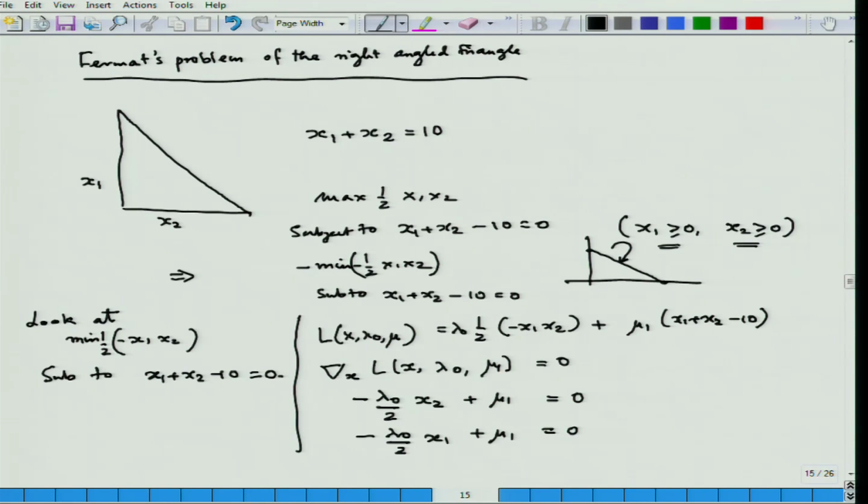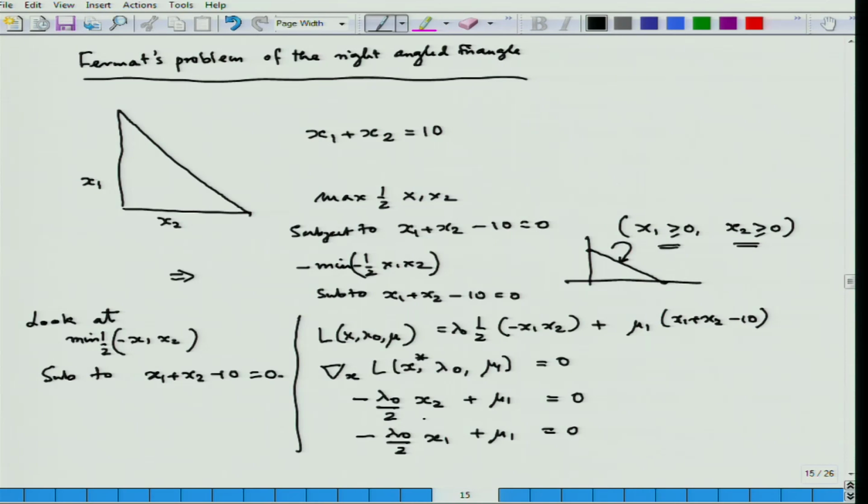Now, you know lambda naught cannot be 0. If I put lambda naught equal to 0 in these equations, I have mu 1 equal to 0. So, lambda naught and mu 1 both cannot be 0 simultaneously. Because there would be such a local minimum, say x star. If there is a local minimum x star, then by the John conditions there are multipliers like this which will give me this equal to 0.